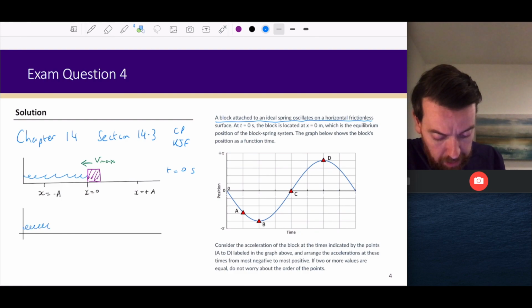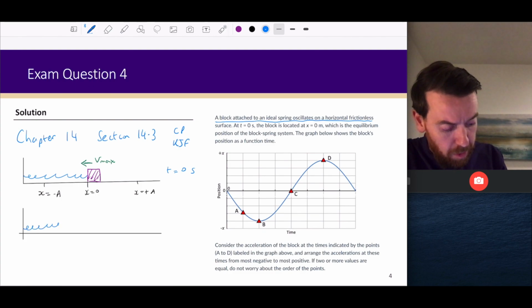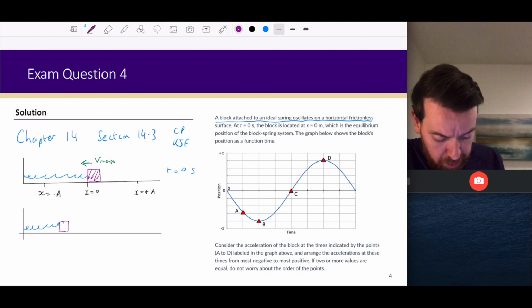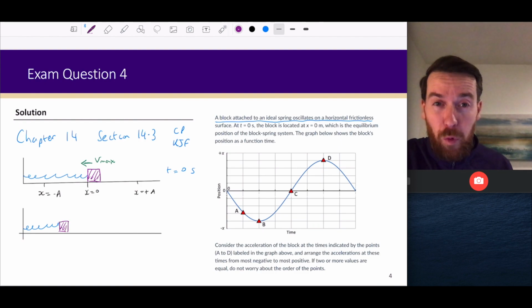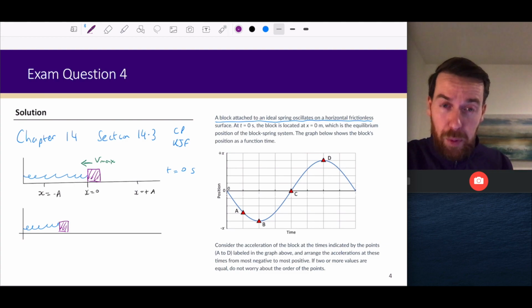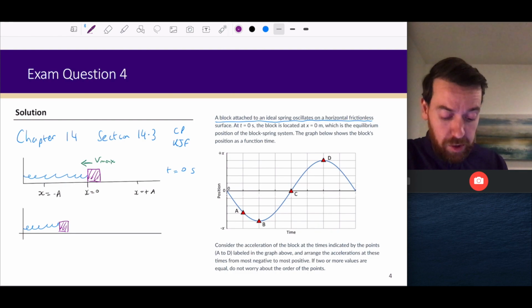So A, let's change that. The block is somewhere between x equals 0 and its maximum negative position. Let's think about the forces. You could think about this in multiple ways. In one sense, it's moving to the left and slowing down, which means the acceleration has to oppose the velocity, which means the acceleration is to the right.